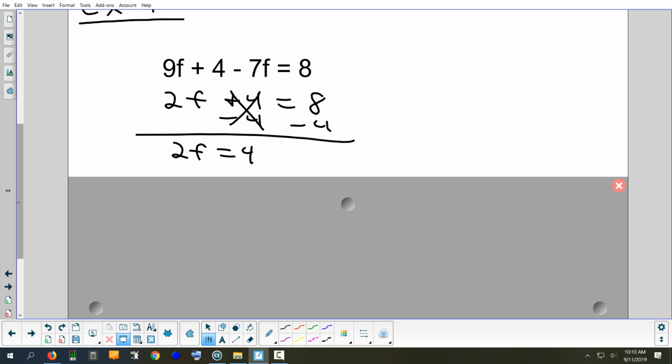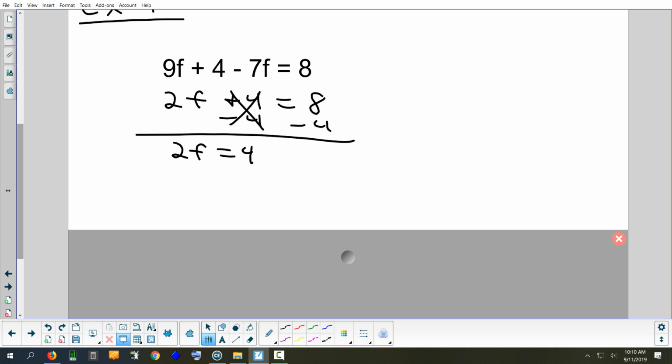So we started with 3, and now the last step. You could divide 2f by 2 and 4 by 2 and you get f equals 2. Perfect. Last step: we had 2 times f. We have to undo that by dividing. So f equals 2. Nice job.